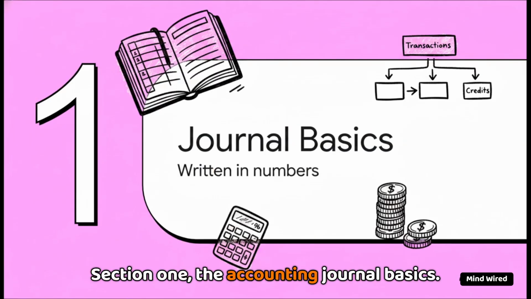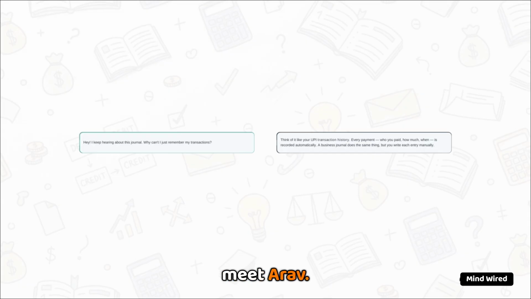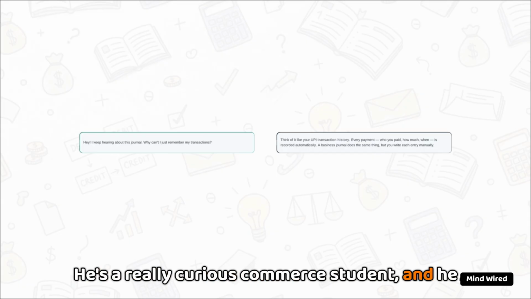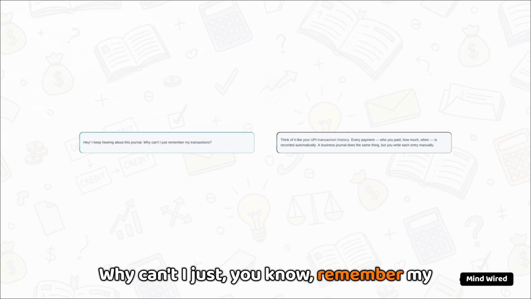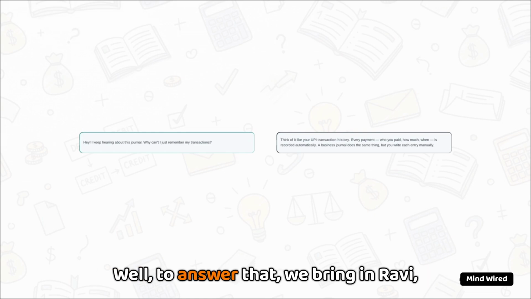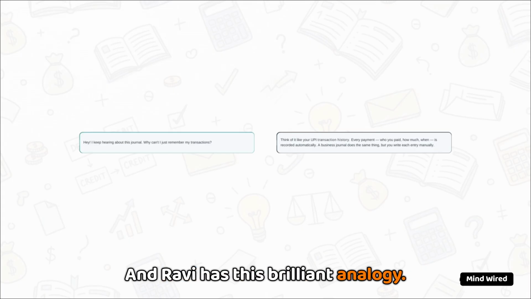Section 1. The Accounting Journal Basics. To kick things off, I want you to meet Aarav. He's a really curious commerce student, and he asks a perfectly logical question. Why can't I just remember my transactions? Well, to answer that, we bring in Ravi, our expert accountant. And Ravi has this brilliant analogy.